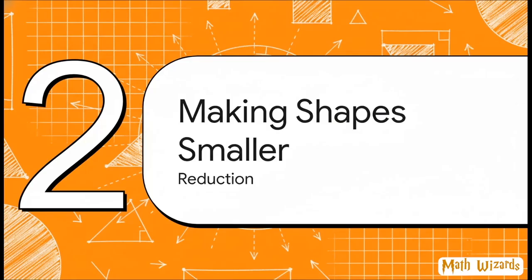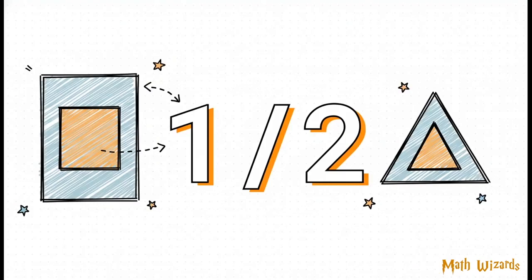Okay, so we've made things bigger. What about the other way around? Let's dive into making shapes smaller. This is called reduction, and you're about to see that the exact same logic applies. This time, our scale factor is 1/2, or you can think of it as 0.5. Now, because this number is less than 1, we know our shape is going to shrink. That's the second big rule to remember.